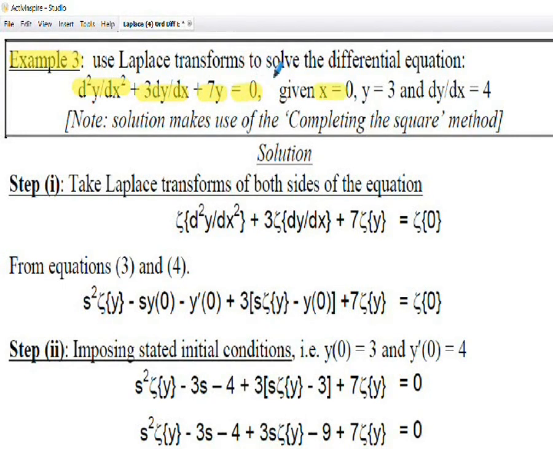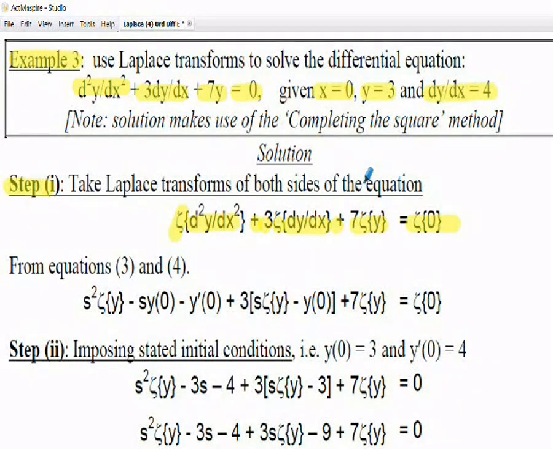I've got my 3 conditions as for example 2. When x is equal to 0, I know that the y value is equal to 3 and the dy by dx is equal to 4. So following the process through, step 1, I'm going to take the Laplace transforms of both sides. So again, the Laplace transform of the second order part of the equation, plus in this case 3 times the Laplace transform of the first order part of the equation, plus 7 times the Laplace transform of y is equal to 0.